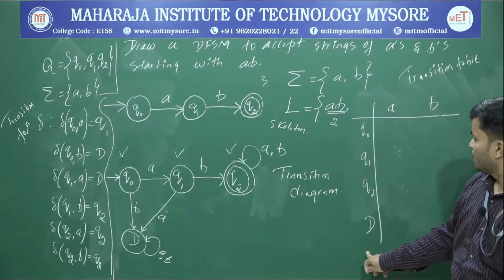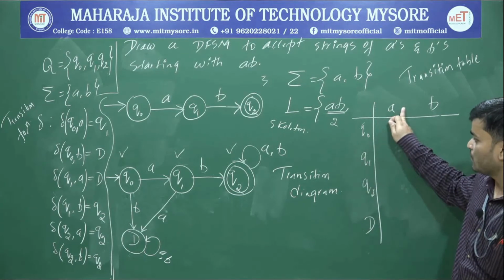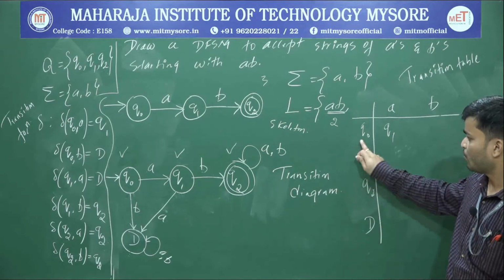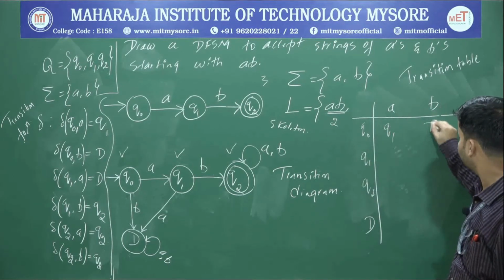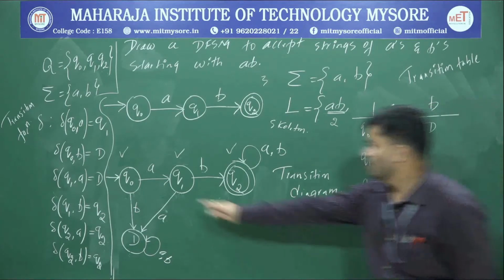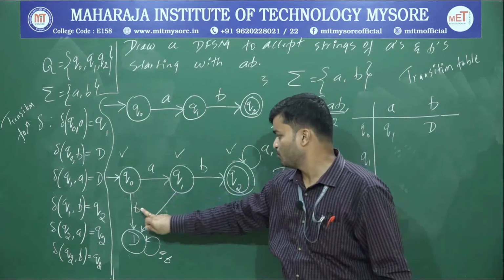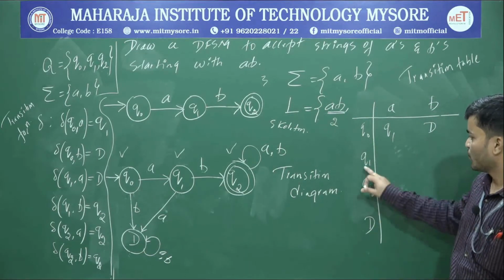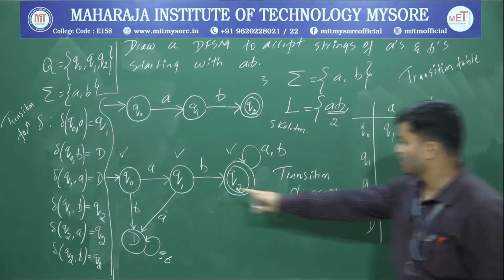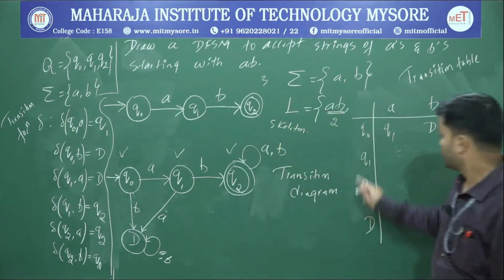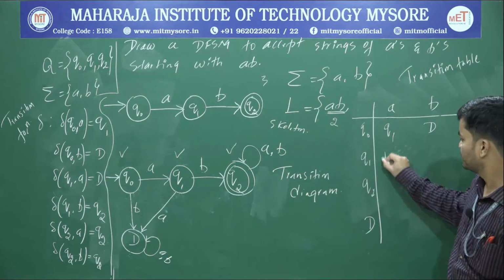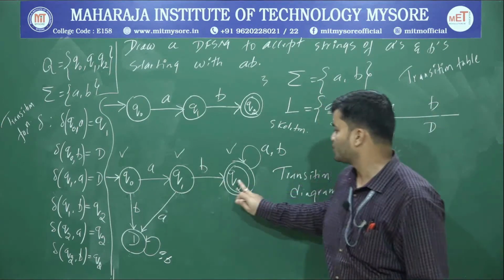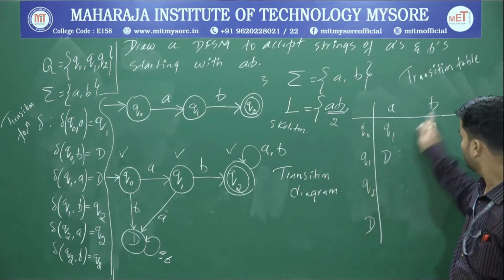What is Q0 upon A? Q1. What is Q0 upon B? Dead state. Next, go with Q1. What is Q1 upon A? Dead state. So Q1 upon A is dead state. What is Q1 upon B? Q2. Q1 upon B is Q2.